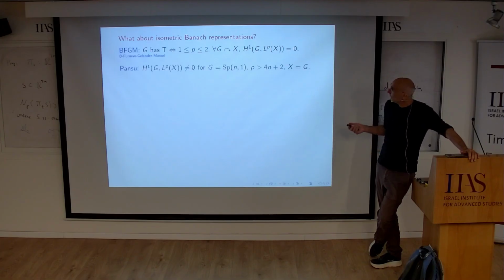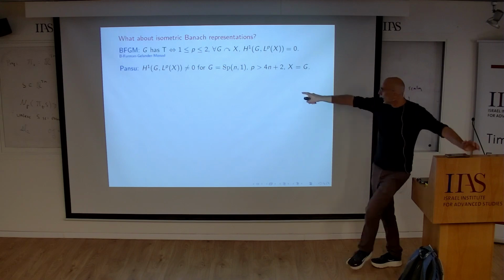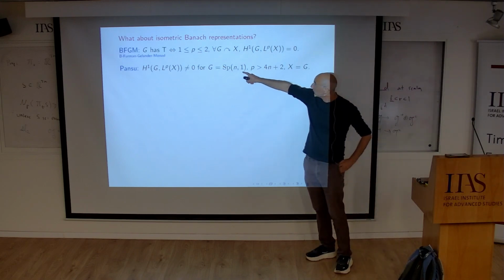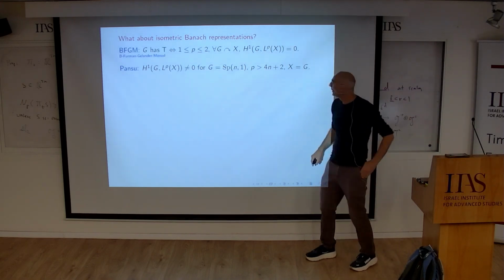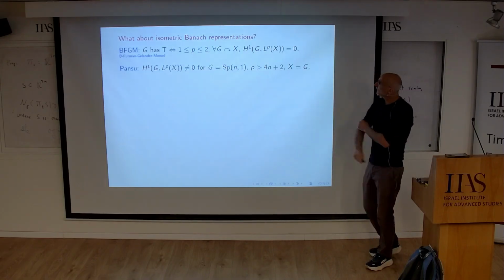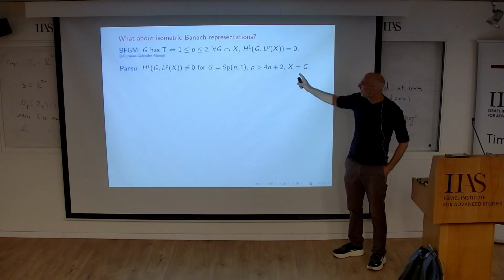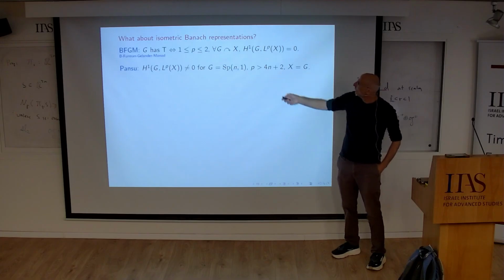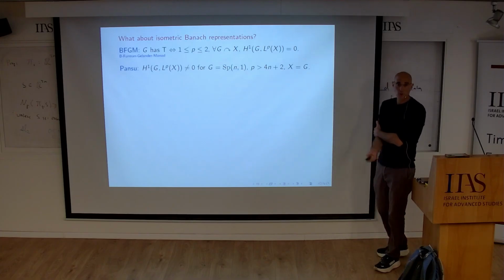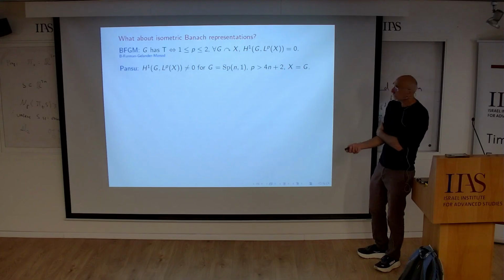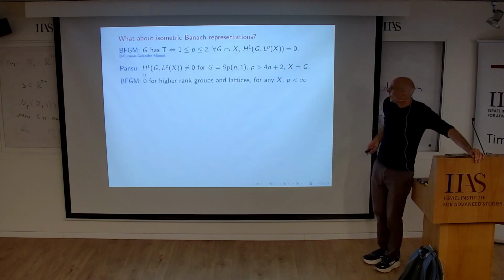Now, on the other hand, Pansu showed that this rank 1 group that doesn't have T, sorry, that does have T, Sp(n,1), doesn't have this L^p coefficients vanishing for p high. So the bounds here are for p below 2, but it does not hold in general for p above 2.